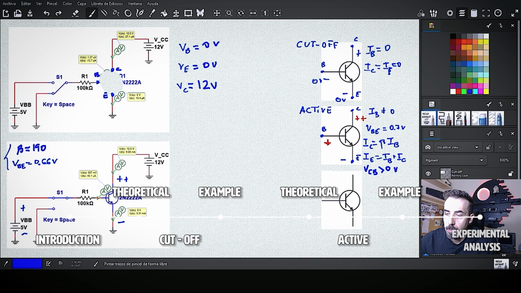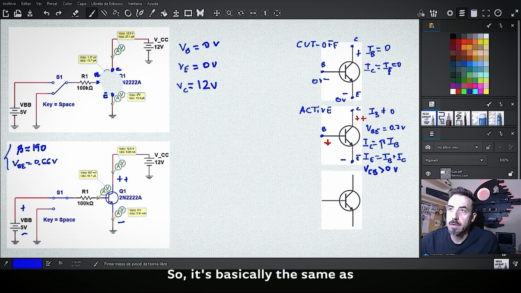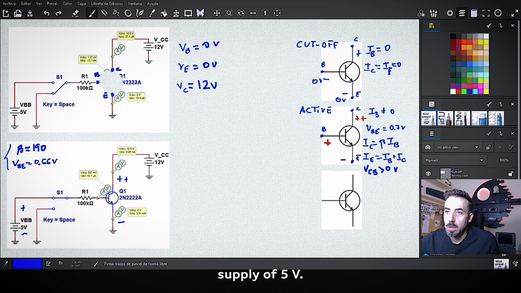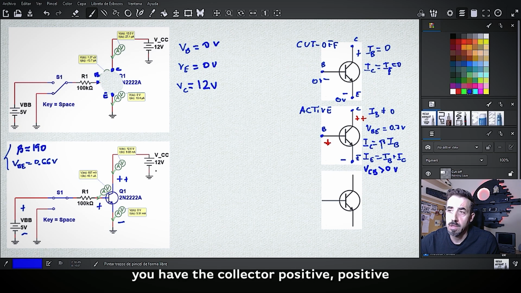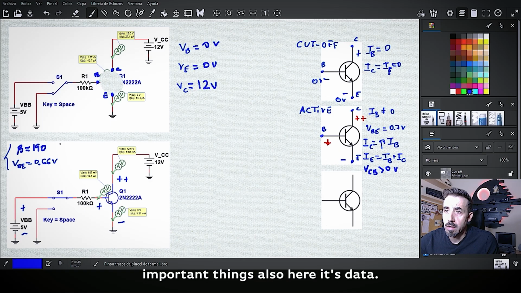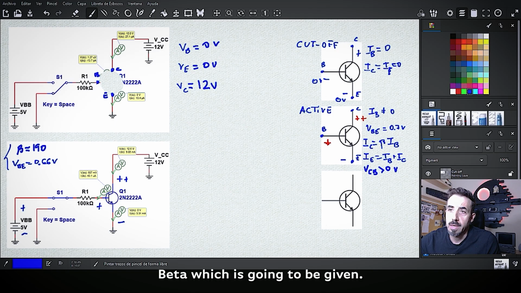Right, here we have an example. It's basically the same as we had before, but now the switch is connected to a voltage supply of 5 volts. In this configuration, we can clearly identify that the emitter is the most negative one, in this case 0, so the lowest one. Then you have the base, probably positive, and here you have the collector, positive. Important things also here is the data. What is the data that you are going to have? Beta is given: beta is 190 here, and the base-emitter voltage is 0.66.